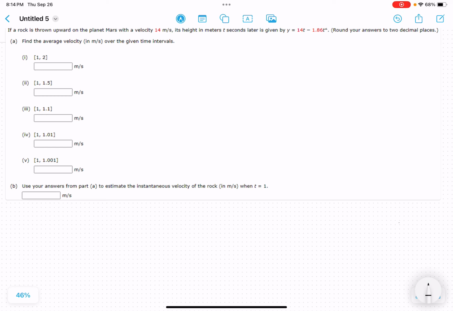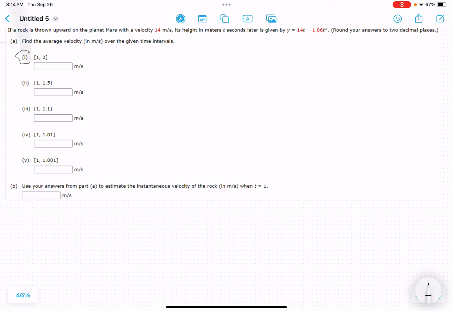So you want to know how to find the average velocity over a given time interval. And today we'll be using this equation. If a rock is thrown upward on the planet Mars with a velocity of 14 meters a second, its height in meters t seconds later is given by y equals 14t minus 1.86t squared. Find the average velocity over the given time intervals.